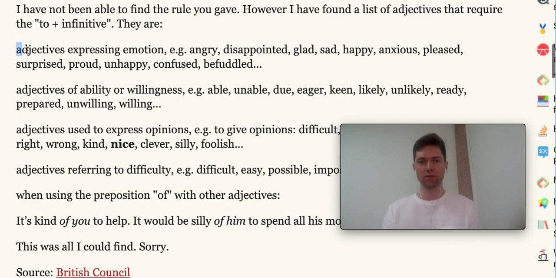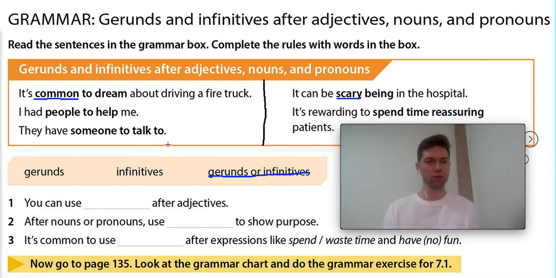They are adjectives expressing emotions: angry, disappointed, glad. Adjectives of ability or willingness: able, unable, due. Adjectives used to express opinions: wrong, kind, nice. Adjectives referring to difficulty: difficult, easy, possible. Okay, so after these adjectives, you have to use infinitive. Okay, so you can pause this video right now and study and try to remember this list. Okay, let's go back to the book and continue. So, okay, rule number one is complete.